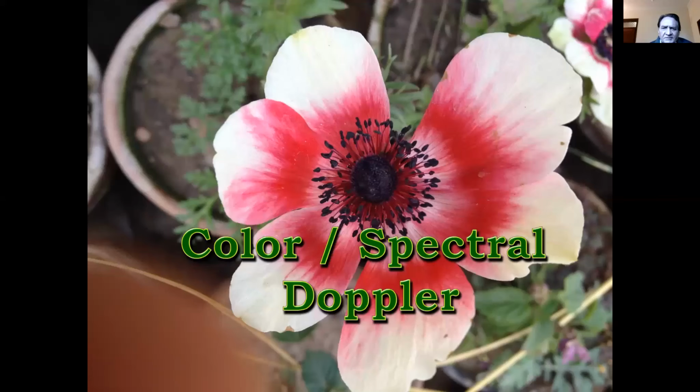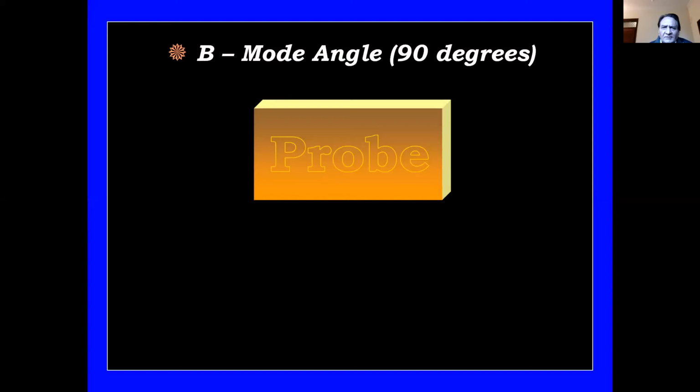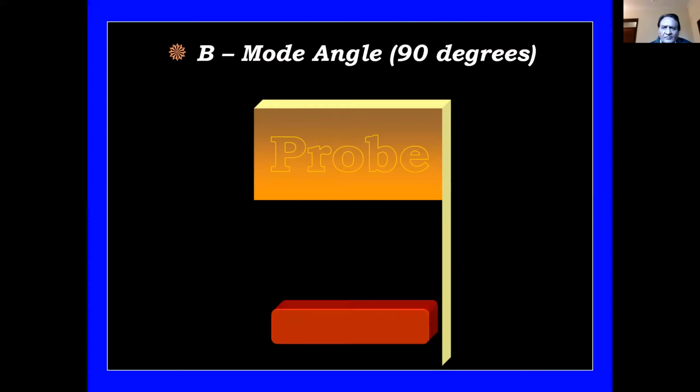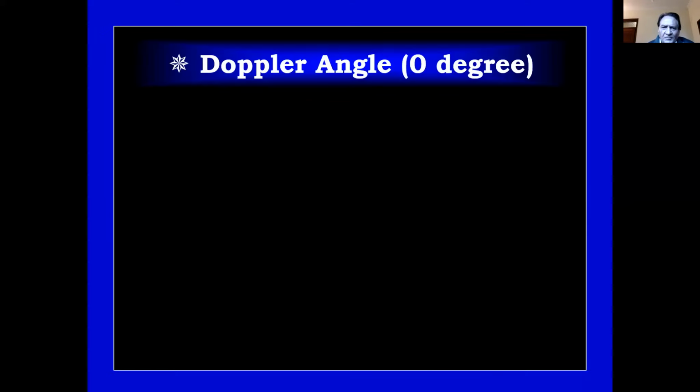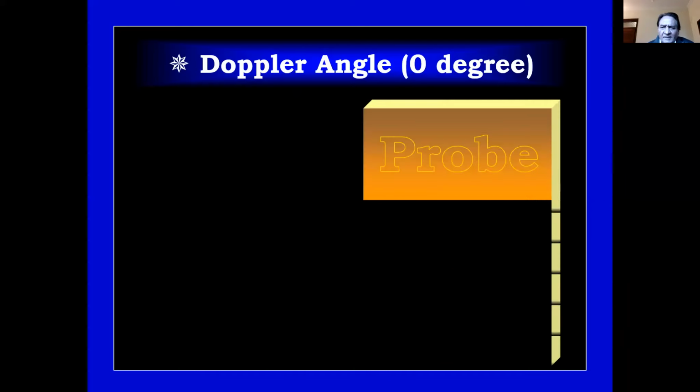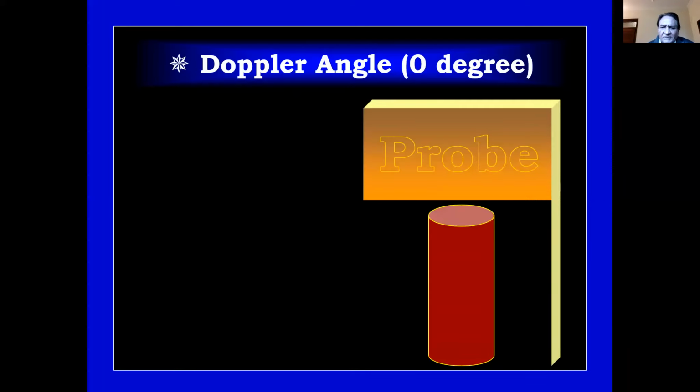This lecture is a short introduction to color and spectral Doppler. This is a probe and this is the B-mode beam. For B-mode scanning, 90 degrees is the best angle. Whereas when we are doing Doppler, this is the beam, this is the vessel, and 0 degree is the best angle for these Doppler images.